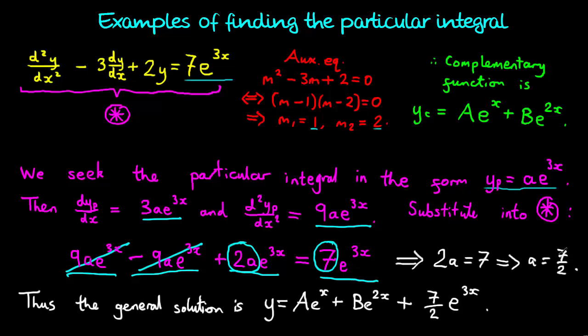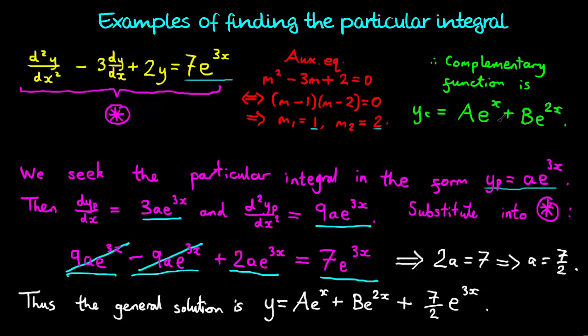And therefore we found the particular integral. The particular integral is 7 over 2 times e to the 3x. And therefore the general solution is the sum of the complementary function, which was a e to the x plus b e to the 2x, and then we add on the particular integral, 7 over 2 e to the 3x.